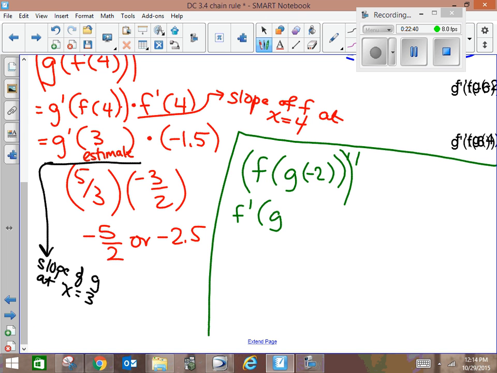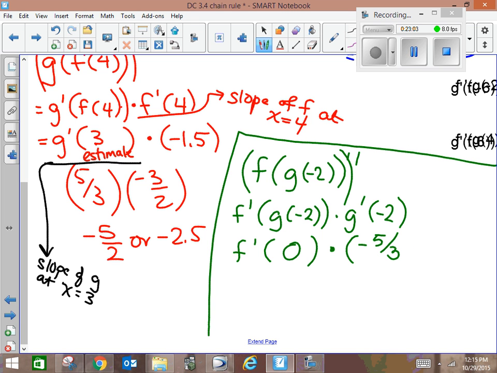So it's f prime of g of -2 times g prime of -2, right? What did you say the g of -2 was? 0. Very good. What did you say the g prime of -2 was? That's the slope of g, which is the red, at -2. What did you say the f prime of 0 was?